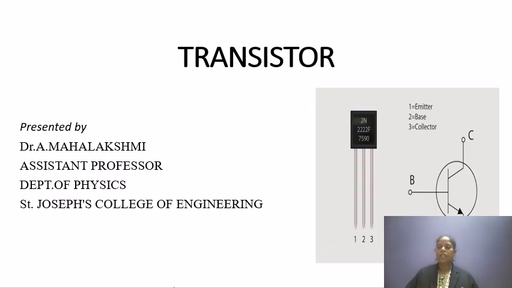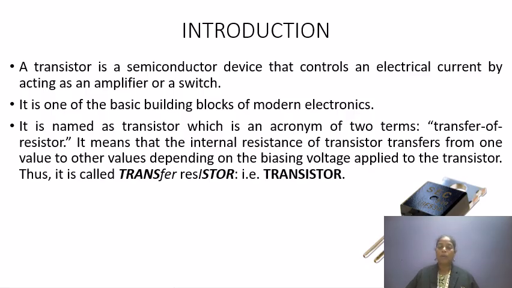Next, how is the word transistor formed? Transistor means transfer of resistors. A transistor is a semiconductor device that controls the electric current, and it can act as an amplifier or a switch. In olden days, we used to call the radio a transistor, because it transfers the signals.